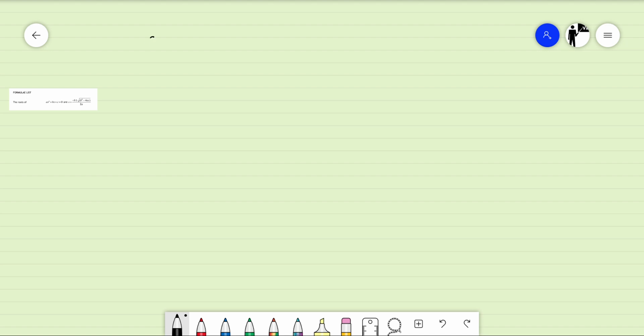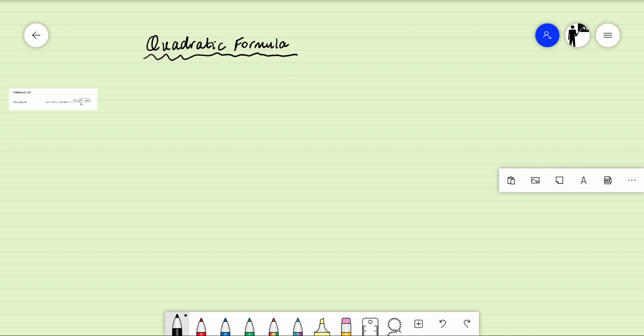Today we're going to learn how to solve equations using the quadratic formula. So can you put that as a heading for me please, quadratic formula. And the quadratic formula can be used in situations where we cannot factorise, split and solve a quadratic equation. For example, we could solve these equations.